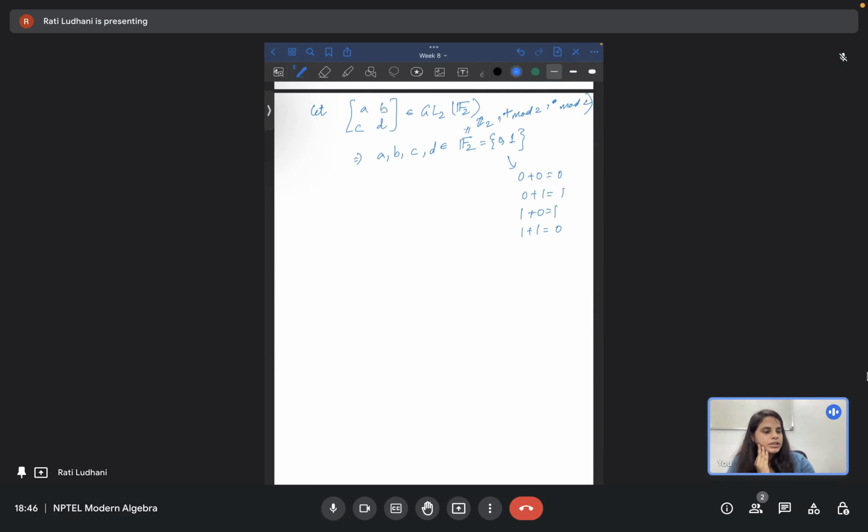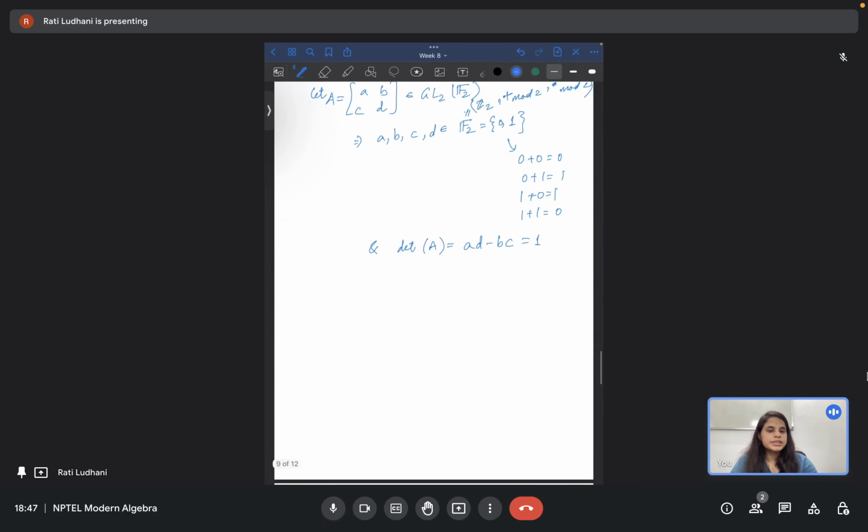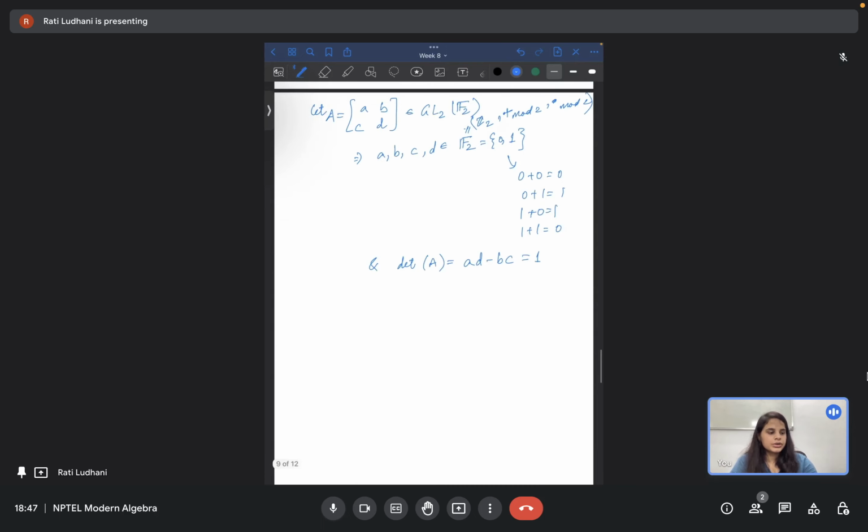Now A, B, C, D should belong to these values, and AD minus BC, which is the determinant. Let's call it A, determinant of A is equal to AD minus BC. It should be non-zero. Non-zero means just 1 in this scenario. So what are the options for A, B, C, D that we need to find out?